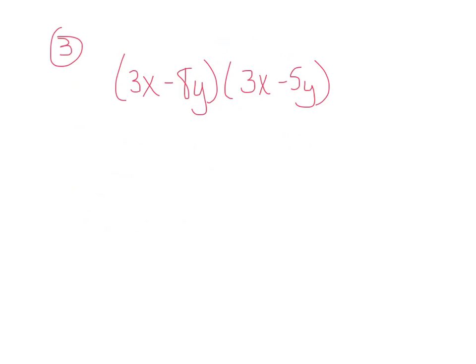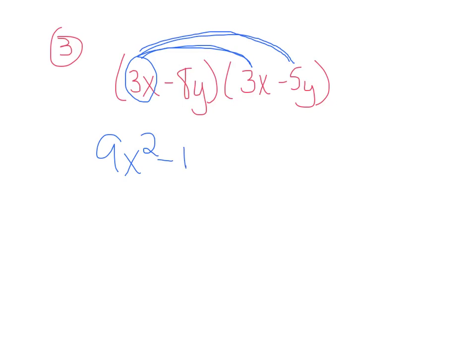Now this one has variables in it, an x and a y. Same concept though. We're going to take the 3x and multiply it by this 3x, and then multiply it by the negative 5y. So 3x times 3x is 9x squared, and then 3x times negative 5y is negative 15, and x times y is xy.